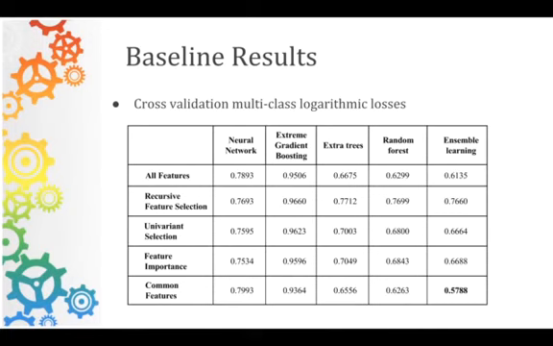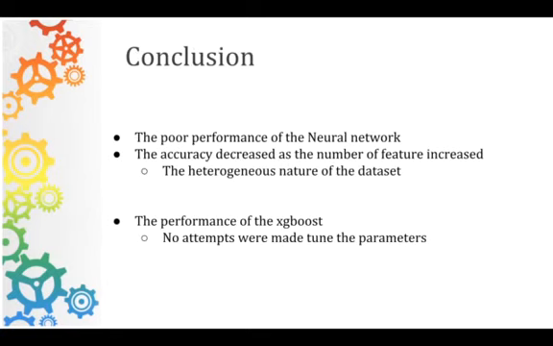This chart shows the cross-validation multi-class logarithmic losses of the 5 classifiers with 5 feature selection methods. Some of these results were surprising. First, the neural network performed poorly relative to other classifiers. The team was anticipating that this algorithm might be able to demonstrate some degree of automated feature engineering that is inherent in how neural networks operate. Instead, the accuracy of the neural network decreased as the number of features increased.